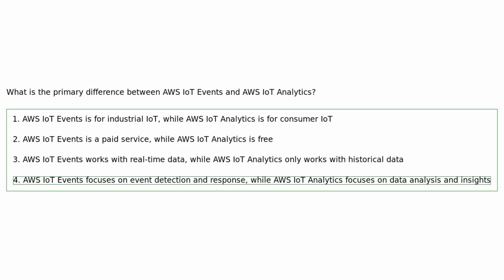The primary difference is in their focus. AWS IoT Events is designed for event detection and response based on IoT data, triggering actions when specific patterns occur. AWS IoT Analytics, on the other hand, is geared towards analyzing IoT data to derive insights and improve decision-making processes.